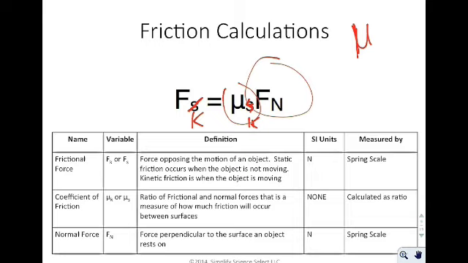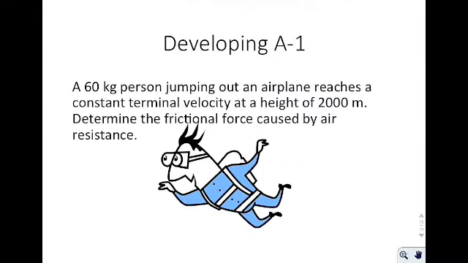Generally for a flat surface it's equal to the gravitational force. So you see an example. It says a 60 kilogram person jumping out of an airplane reaches a constant terminal velocity at a height of 2,000 meters. Determine the frictional force caused by air resistance.